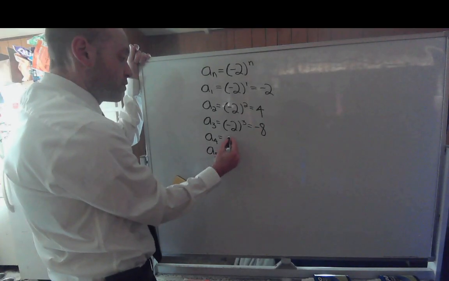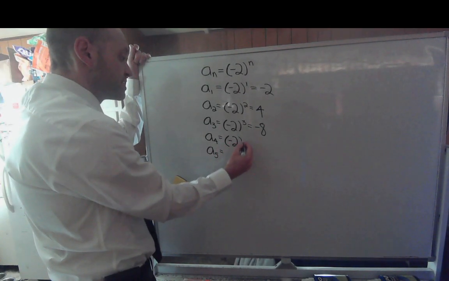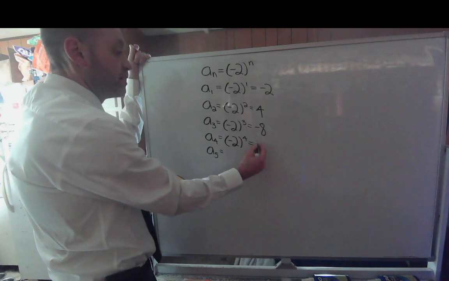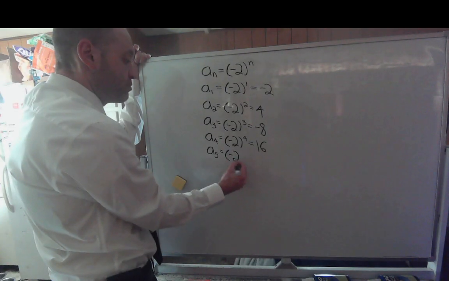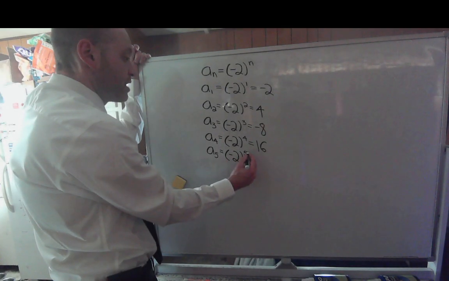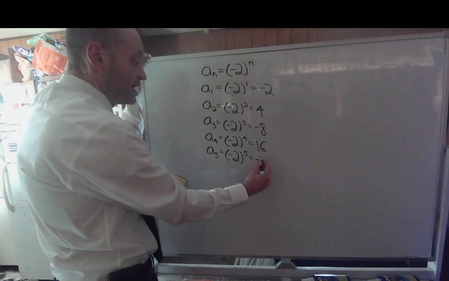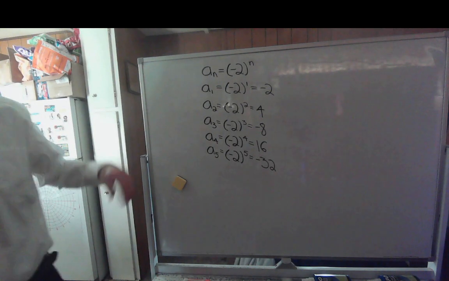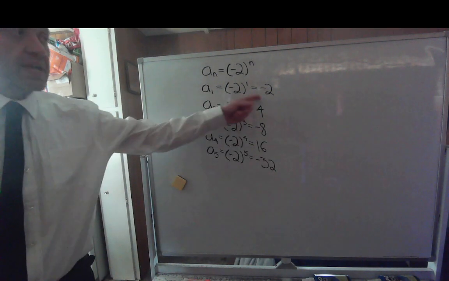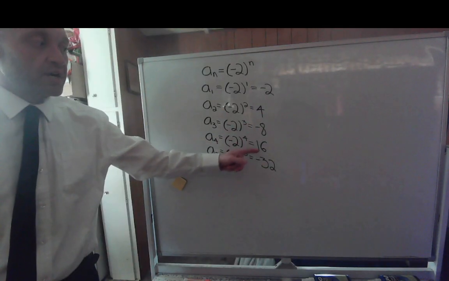Then a sub 4, I'll take that negative 2, raise it to the fourth power. That would give me positive 16. Then a sub 5, that would be negative 2 to the fifth power. That would give me negative 32. So as you see, this time my sequence alternates negative to positive to negative to positive to negative.